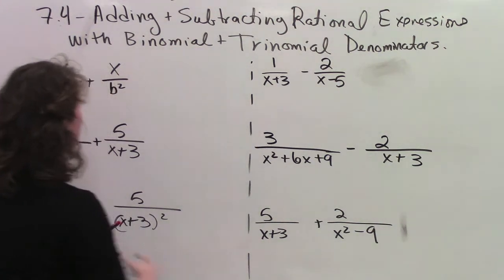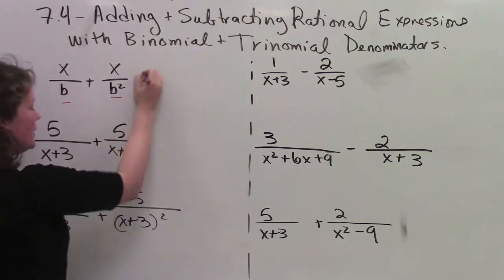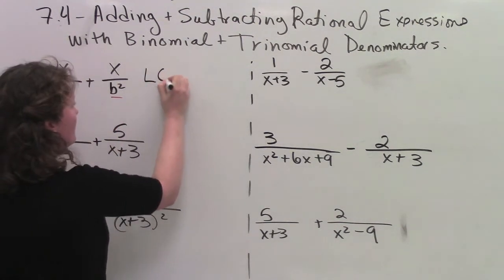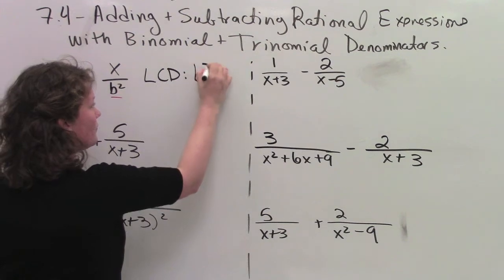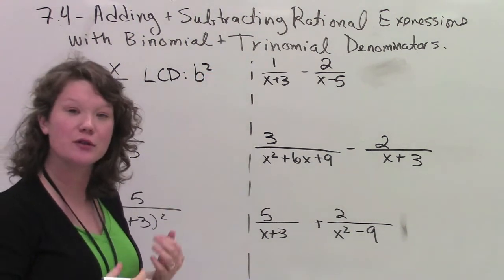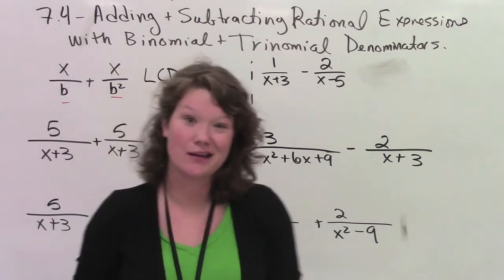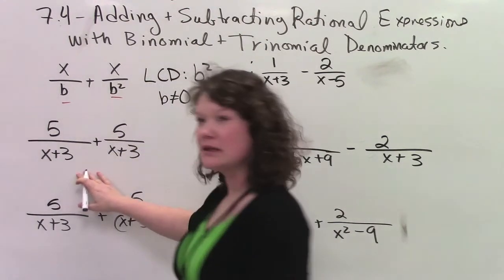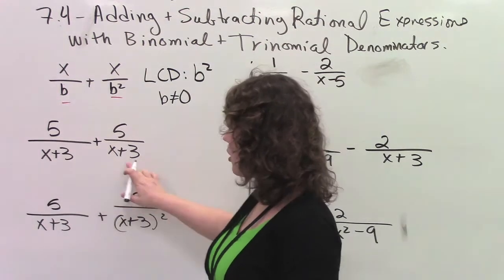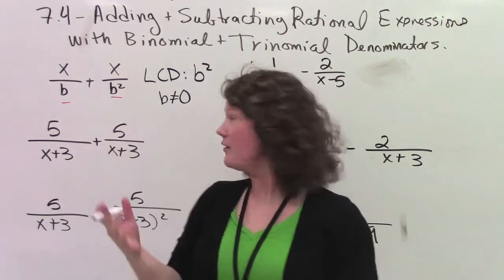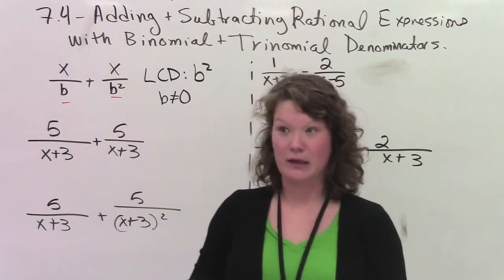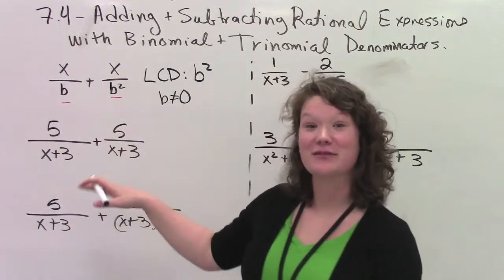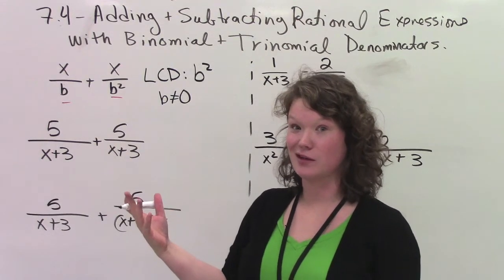The lowest common denominator between these two things would just be b squared, right? That's it. And if we were doing non-permissible values, we would say b cannot equal 0. What about this one? It already has a common denominator. So it's like saying 5 over b plus 5 over b is just 10 over b.